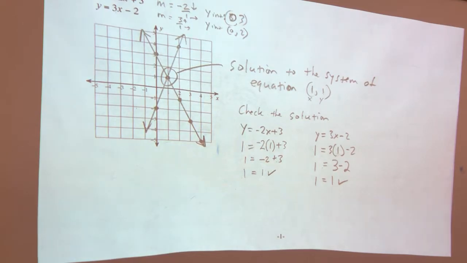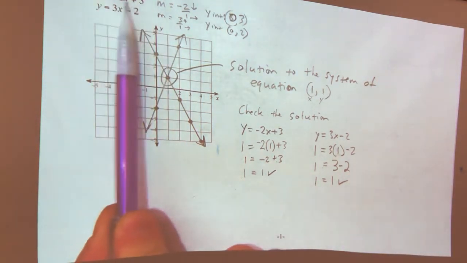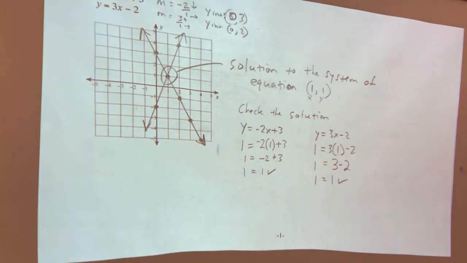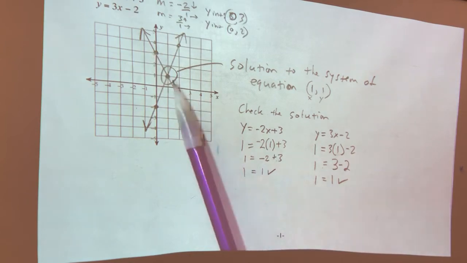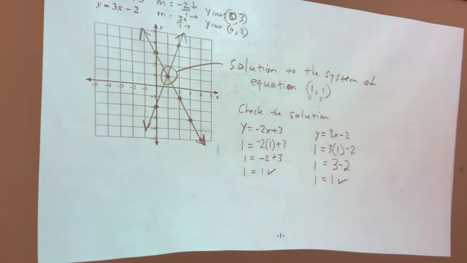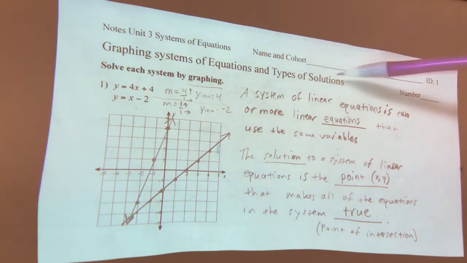All right, so let's continue. So we're looking today at systems of equations, meaning two equations that use the same variables. They both use y, they both use x. So if we graph them on the same coordinate plane, if they have a solution, it's the point where they cross. So I want to talk about the second part of our subject today, which is types of solutions.